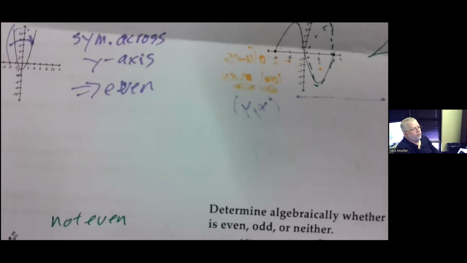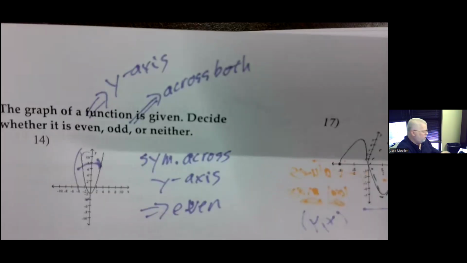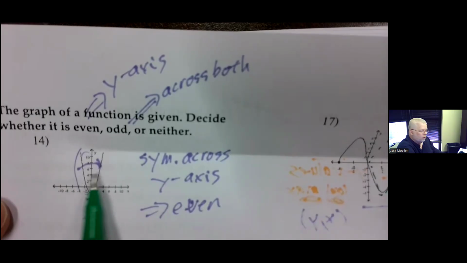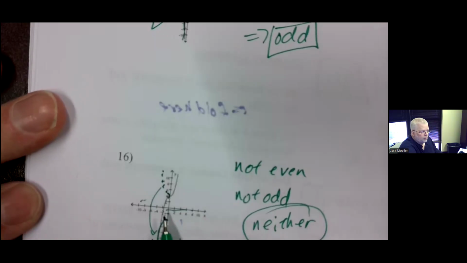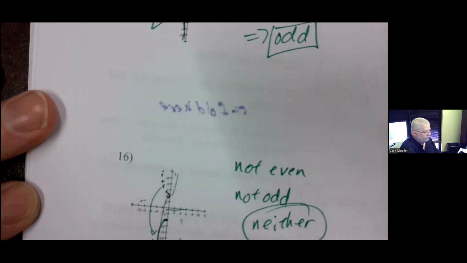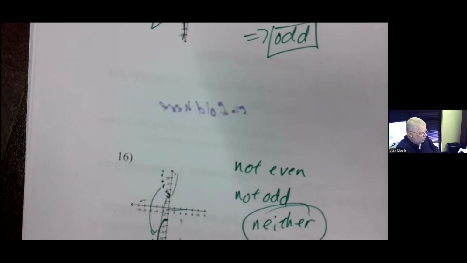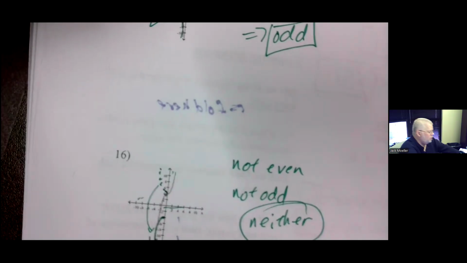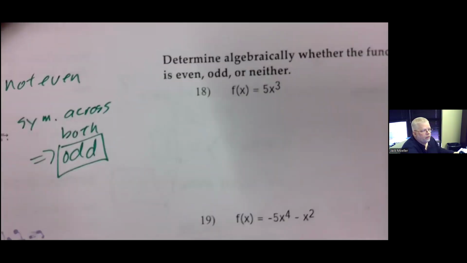That's what we're looking for, the geometry definition of even or odd. Even: is it symmetrical when you fold across the y-axis? Odd: fold it across both the y-axis and the x-axis. And if you get something that doesn't line up when you do it, then it's neither. All right, so that is the geometry definition of even and odd. And so now we have to do the algebra.